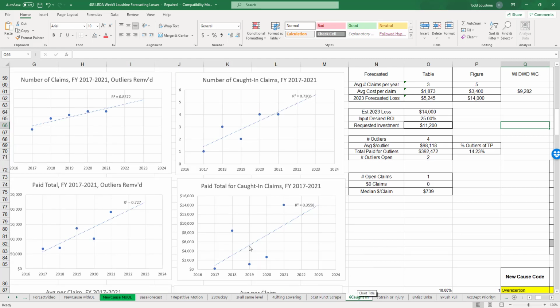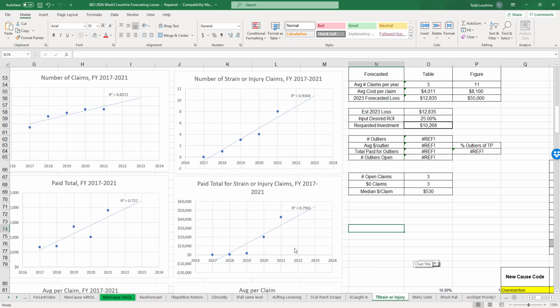Here is my caught in. Tends to be going up. It's going up quite a bit. R square is not great. It is for the claims, though. So with this one, because, again, we have $392,000 in outliers that are not included, I felt a little bit more comfortable going with 14. It's not that much, especially compared to that. So I went with the 14 for this one.